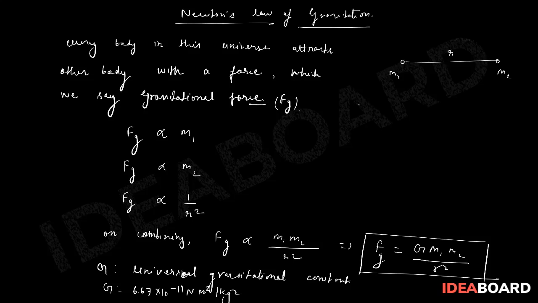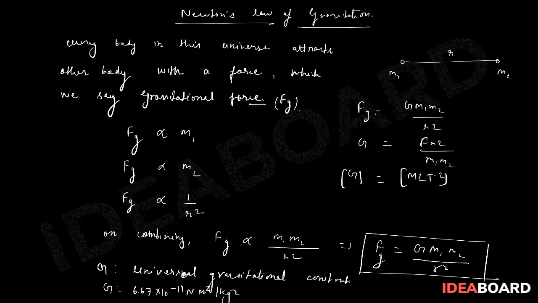So we know that Fg is equal to G m1 m2 upon r square. So from here G can be obtained, which is F r square by m1 m2. If you use the dimension formula, force will have M L T minus 2, the distance r gives L square, and mass will be M into M. So this M is cancelled out, and we get M minus 1 L to the power 3 T to the power minus 2 as the dimensional formula.